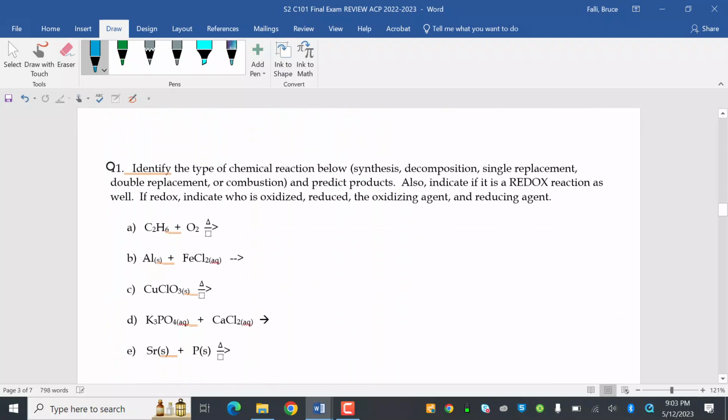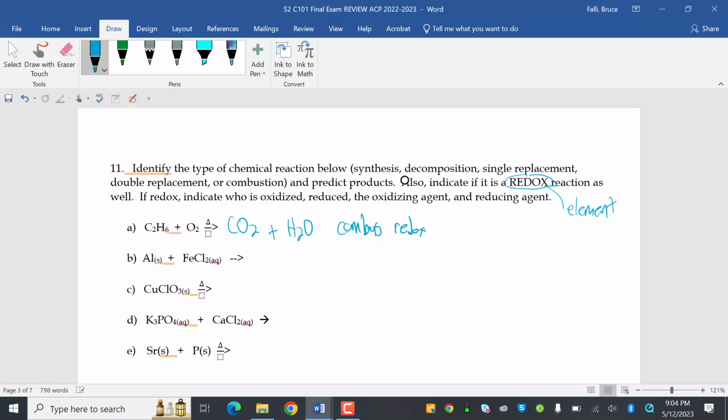Identify the type of chemical reaction below and predict the products. Also indicate if it is a redox reaction as well. Remember, one of the easiest ways to tell is if there's an element on one side, it's going to be redox. So I'm going to predict the products. This is combustion, and it is redox.